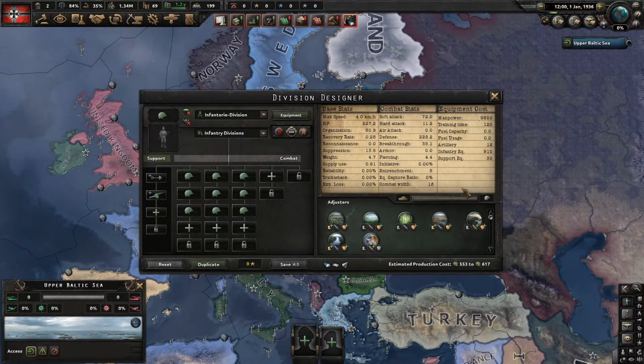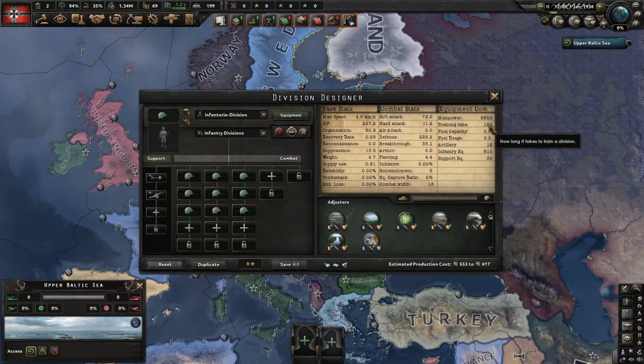Alright, let's talk about manpower. Manpower is basically the number of men this division needs. So if you have enough men, like I do, then it will fill up. If you add an extra infantry division, it will need more men. So keep an eye on that. It will basically just tell you how many men you need to fill one complete division.